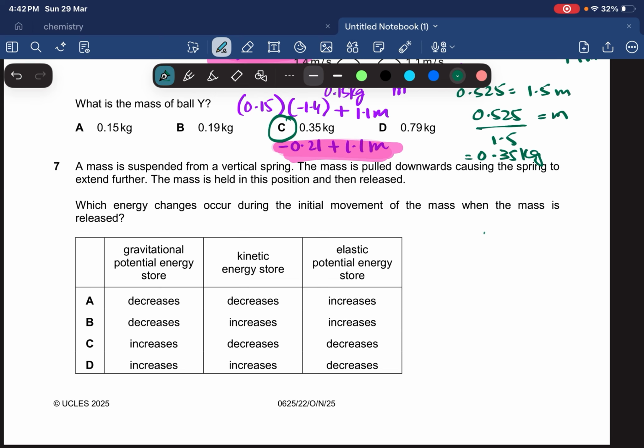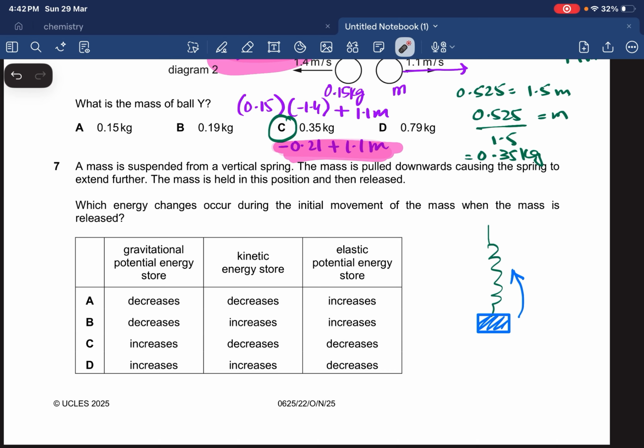Okay, so this is your spring, you have to imagine, and this is your mass. Now when this mass is released, this spring is going to uncoil, right? Actually, it's not going to uncoil, it's going to move upwards.